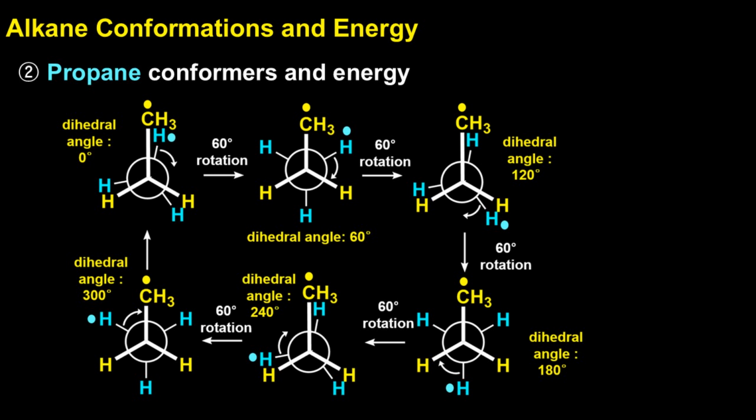Now, let's move on to propane. At first glance, it behaves almost exactly like ethane when it comes to conformations. We still see staggered and eclipsed forms, and the molecule still rotates the rear carbon in 60-degree increments.